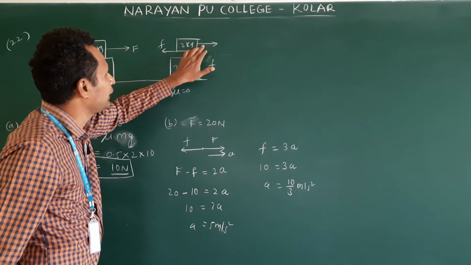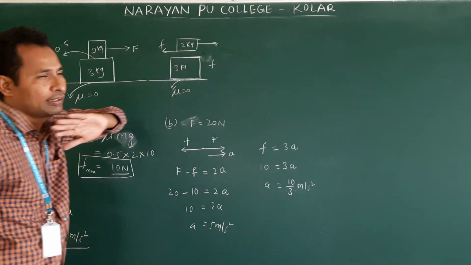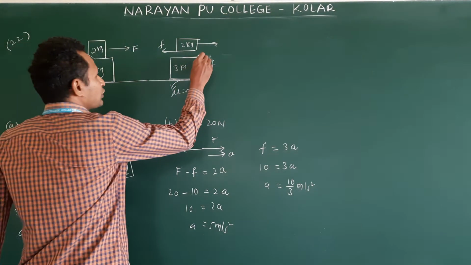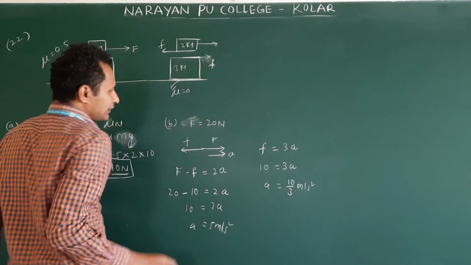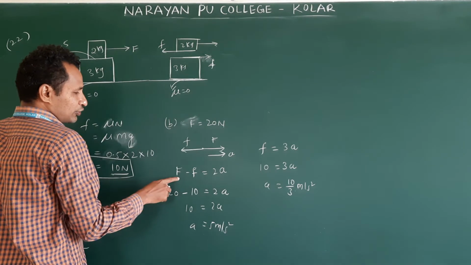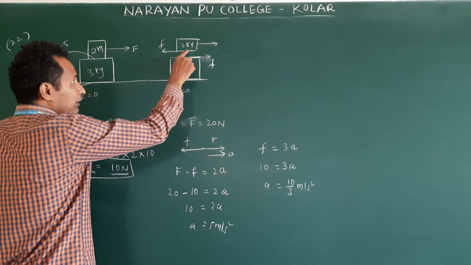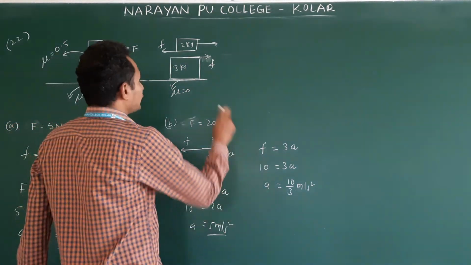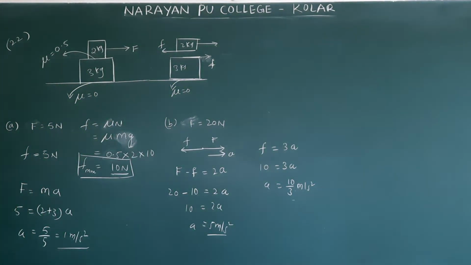But what is there? Only F is acting. This F pulls both the objects in the direction of F. But to understand how the force is acting on this, I have drawn this F. Okay. But second case, applied force is dominating. So F minus f equals 2A. So 20. Above object, 2 kg object accelerates with 5 meter per second square. But 3 kg object will accelerate 10 by 3 meter per second square.